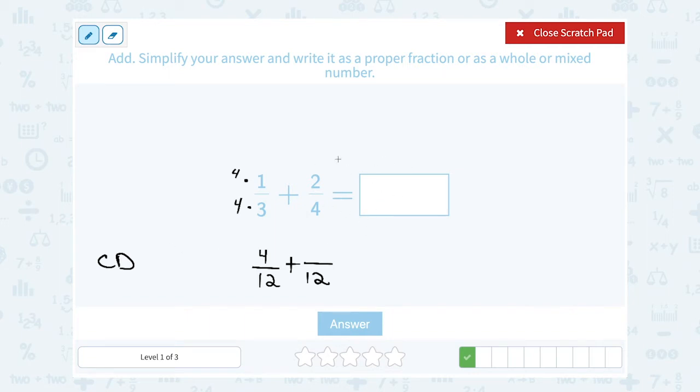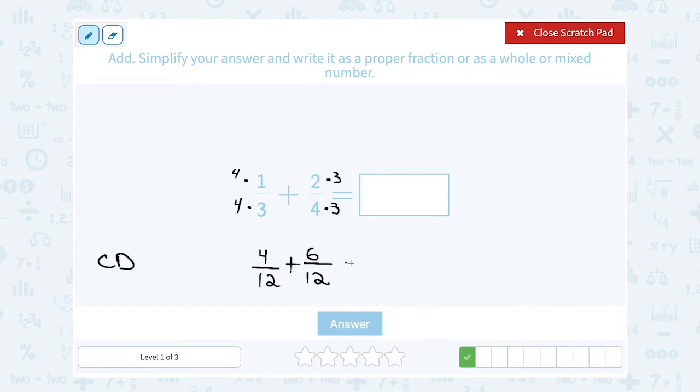And then I'm going to do the same process to change 2/4 to something out of 12. So how many times does 4 go into 12? 3 times, right? 4 times 3 gives me 12. So if I multiplied the bottom number by 3, I also have to multiply the top number by 3. So 2 times 3 gives me 6.